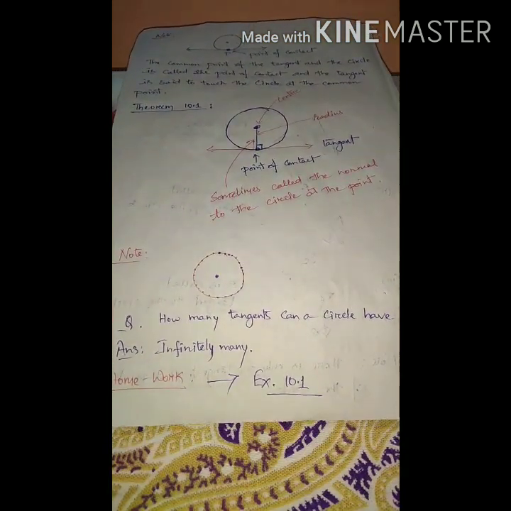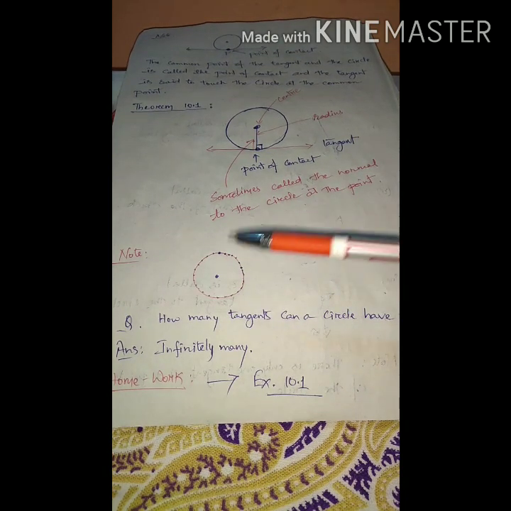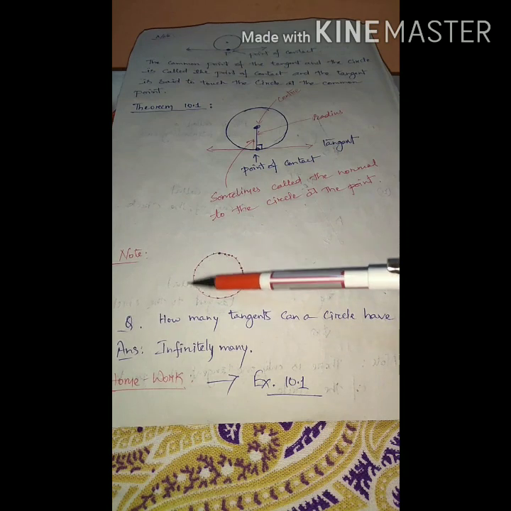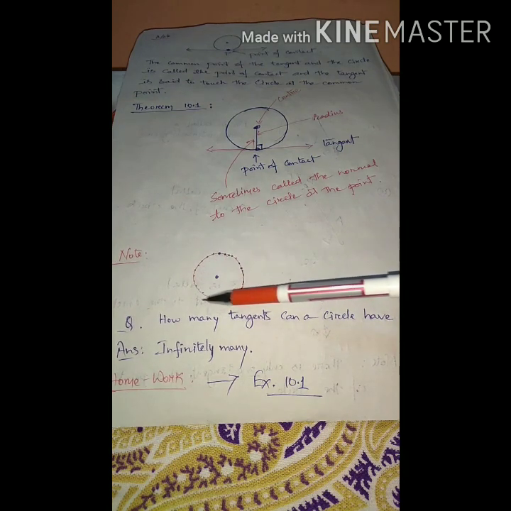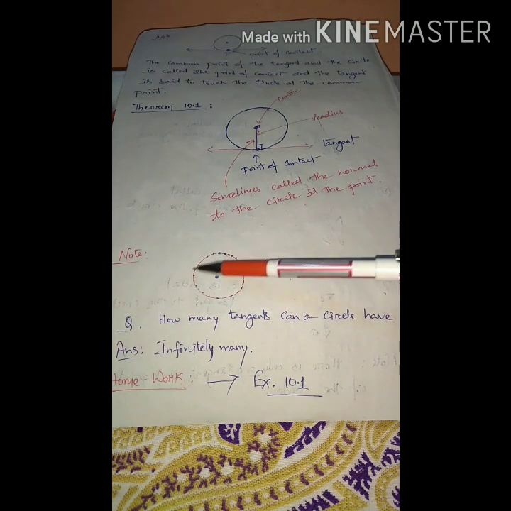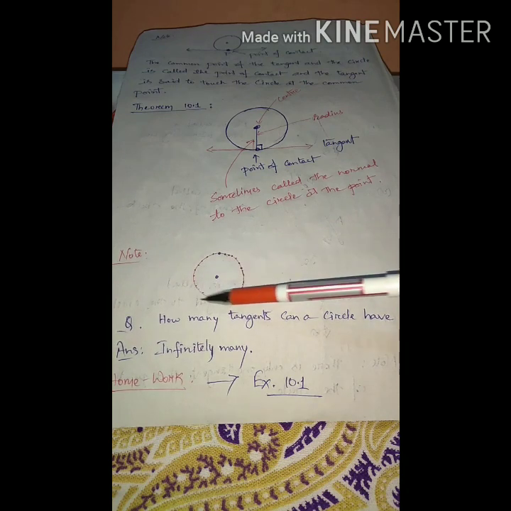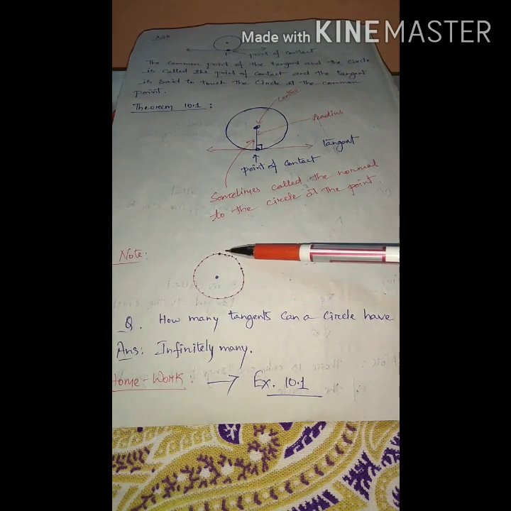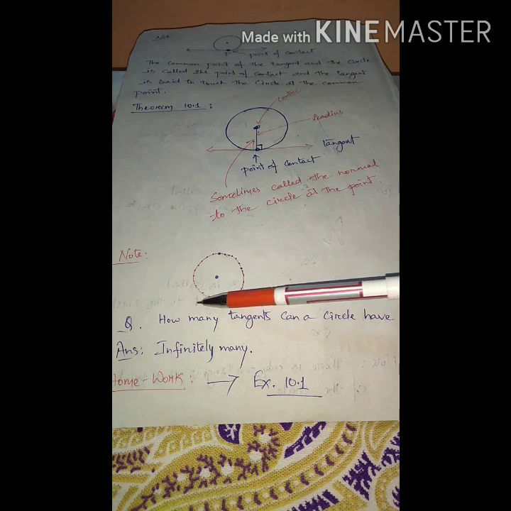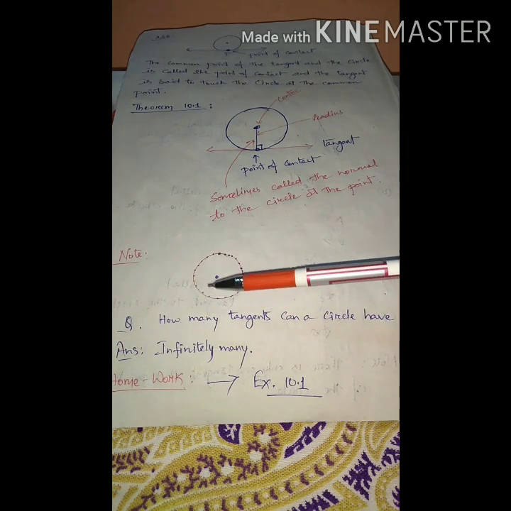Now here, with respect to this, we have taken one question. You see the question: how many tangents can a circle have? In this diagram, you see that in a circle there are lots of points. We mentioned a few points here. From each and every point we can draw one tangent individually, isn't it? So the question is asking, how many tangents can a circle have?